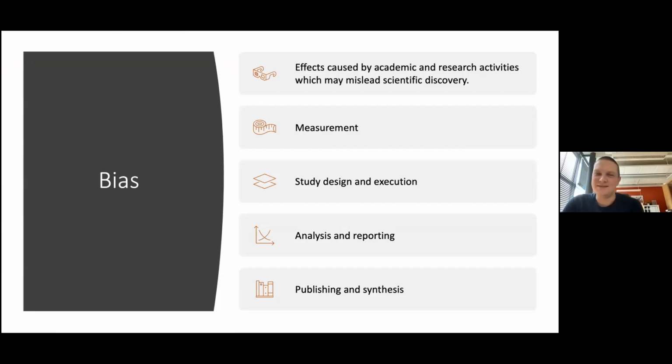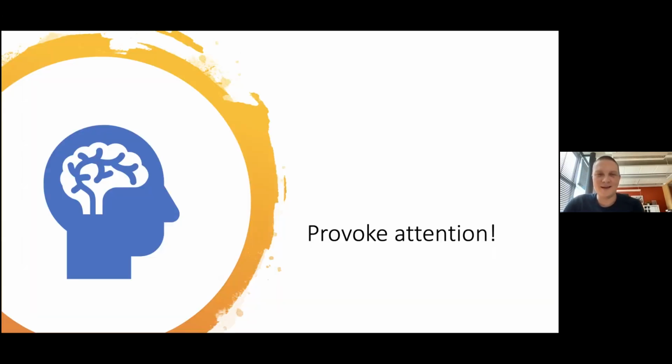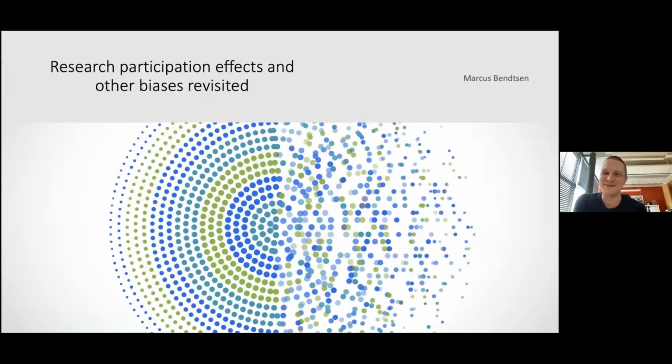I actually didn't say what this talk was about. Let me go back. My talk is about research participation effects and other biases revisited. It's mainly going to be about research participation effects, but I want to show you a couple of biases and not just sort of mentioning them, but actually quantifying them. And these are things that I've stumbled upon last year that I think are important to look at.